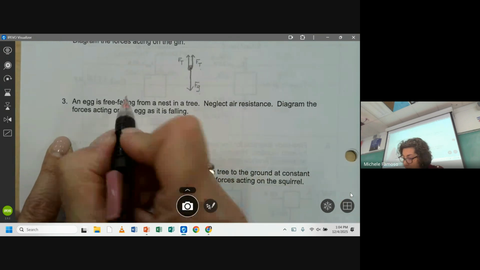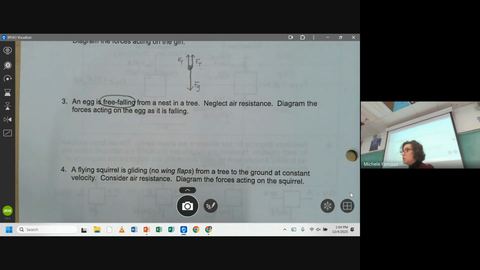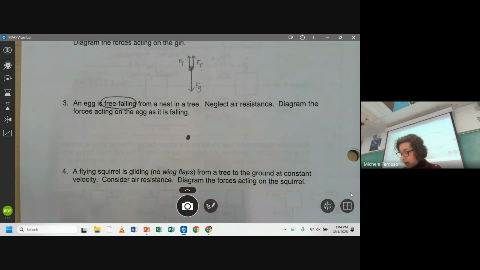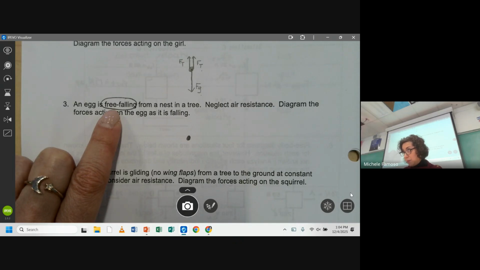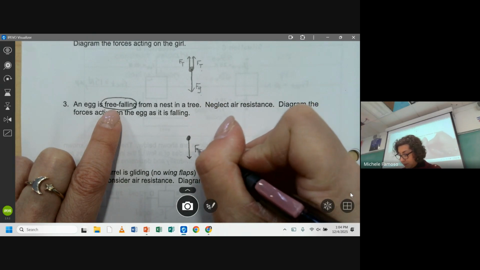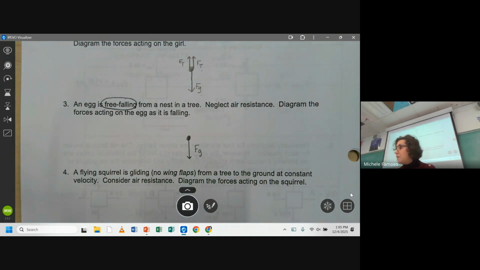We have an egg that is free falling from a nest in a tree. There is no air resistance. Diagram the forces on the egg while it's falling. There's my dot for the egg. Free fall, we know what that term means. How many forces are acting on the egg? 1, and that is gravity going down. That's it. That's what free fall means, only gravity.